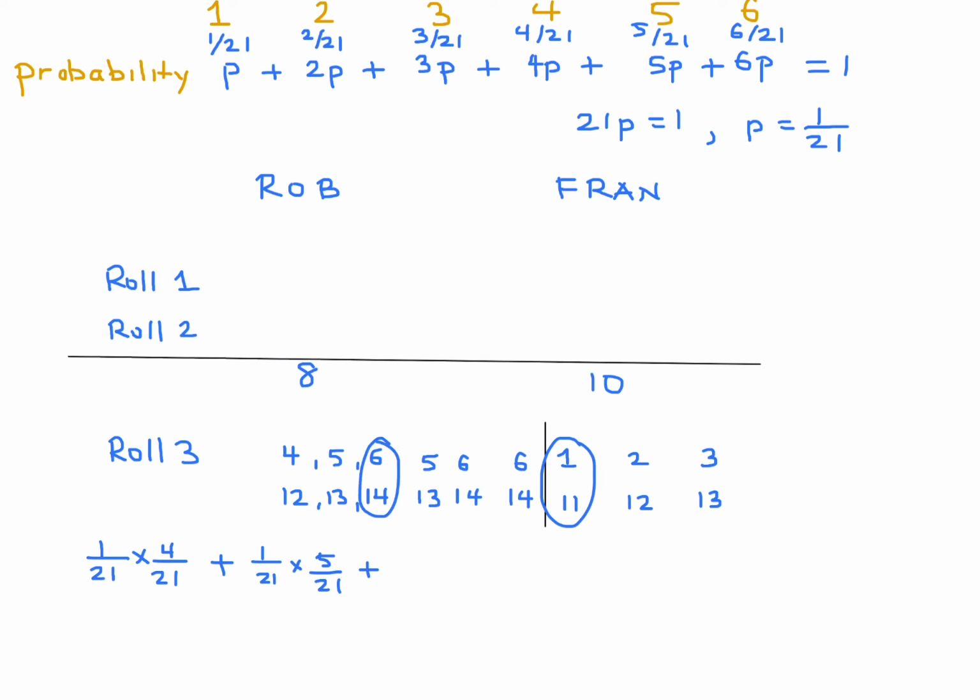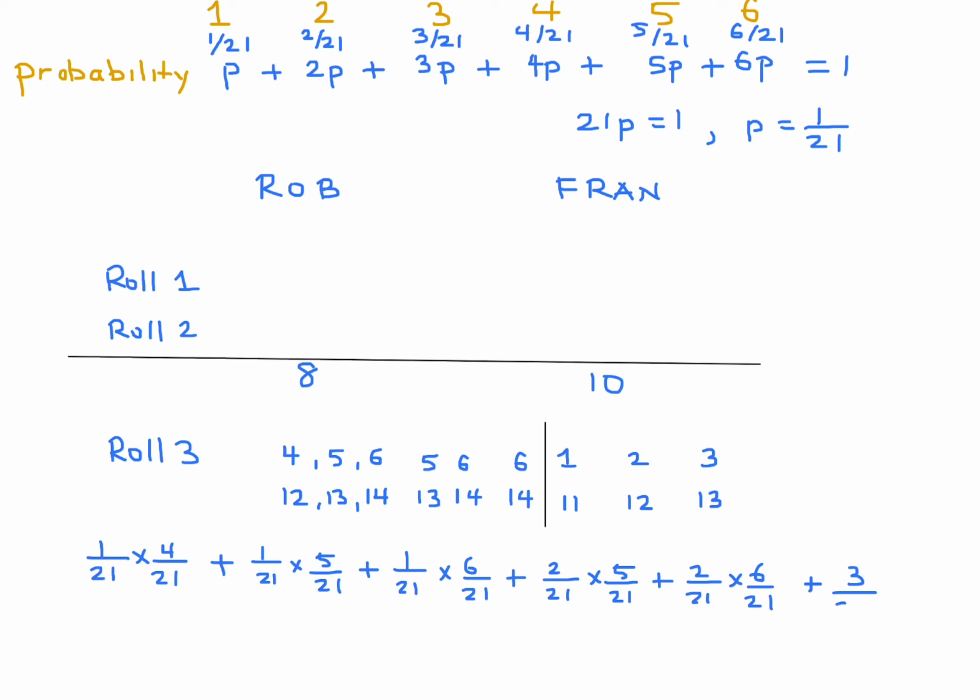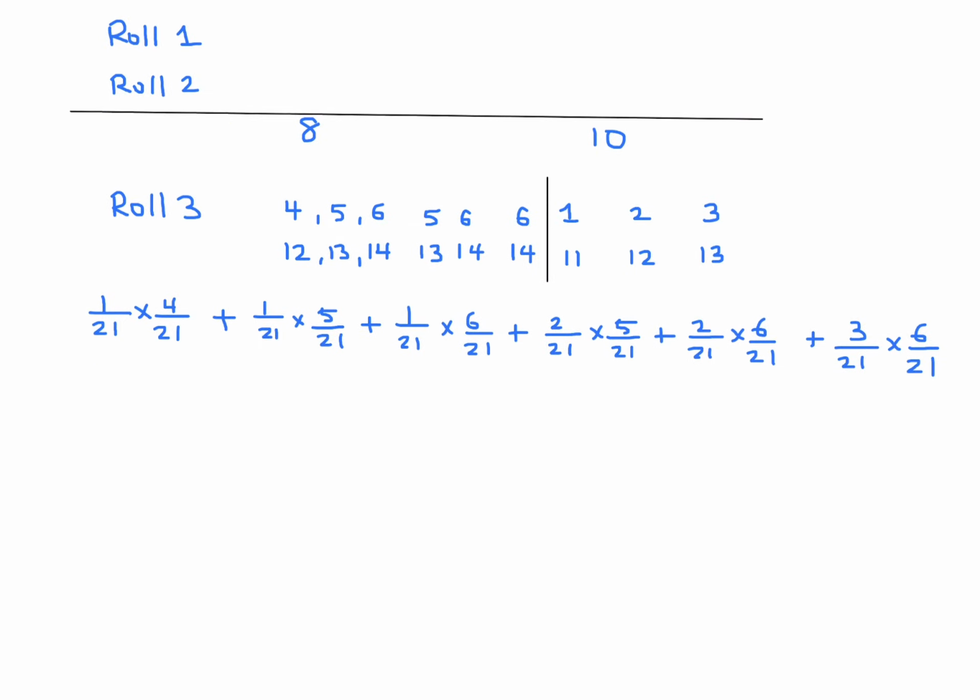Again, 1 and 6 for Fran and Rob respectively. So 1 over 21 times 6 over 21. And then you get the idea. 2 for Fran, 5 for Rob. That's 2 over 21 times 5 over 21. And then 2 over 21 times 6 over 21. And the last one was 3 over 21 times 6 over 21. So that is basically the probability of Rob winning.